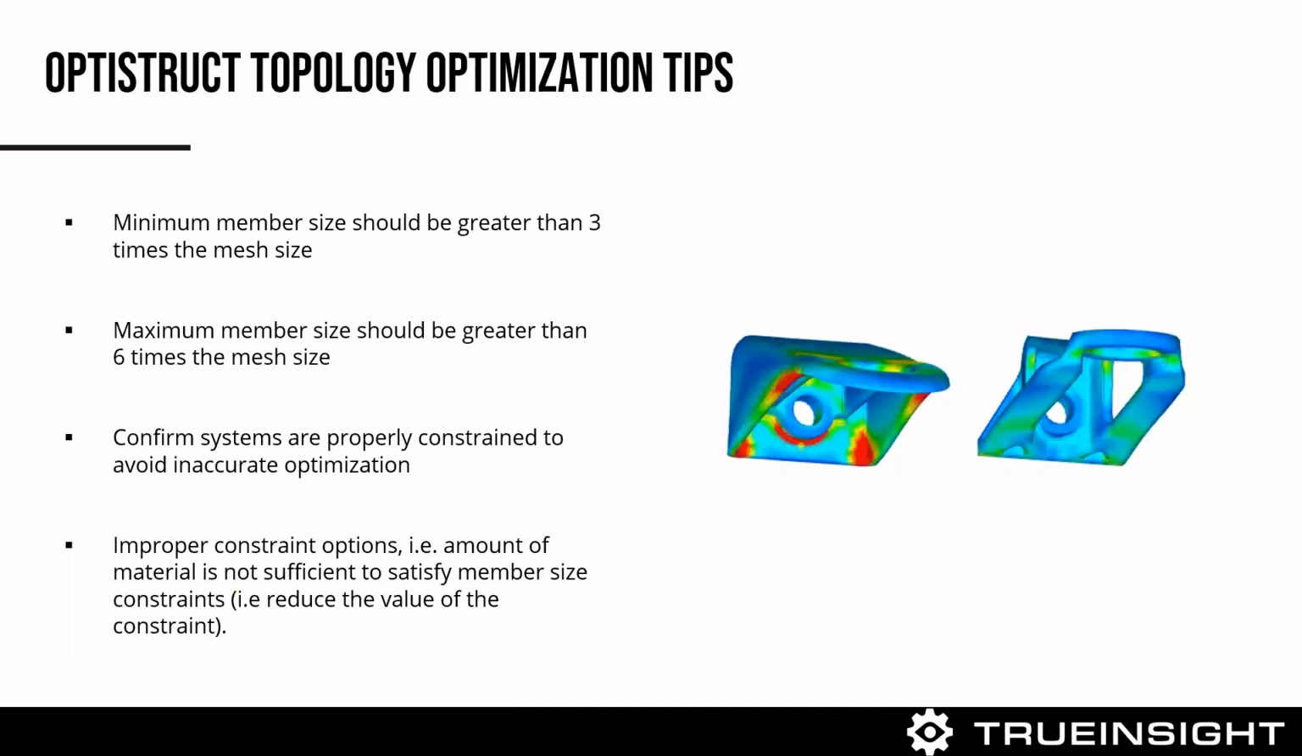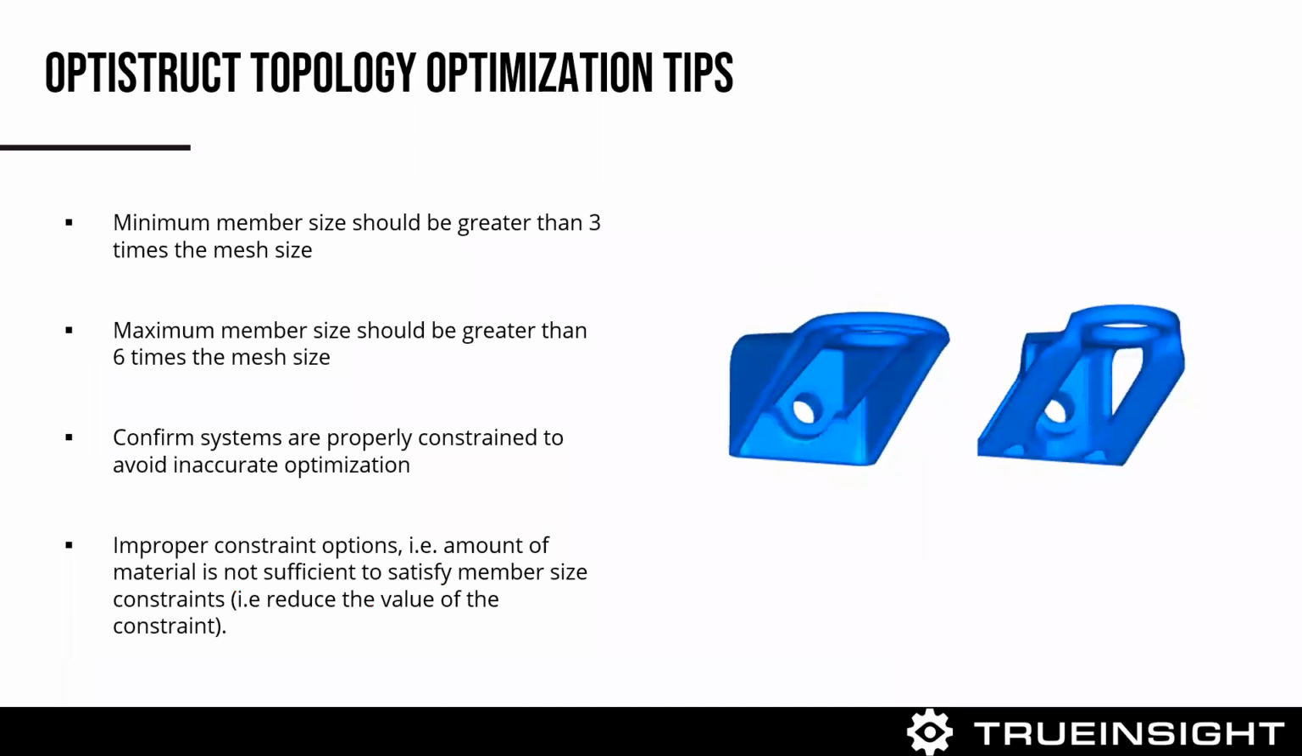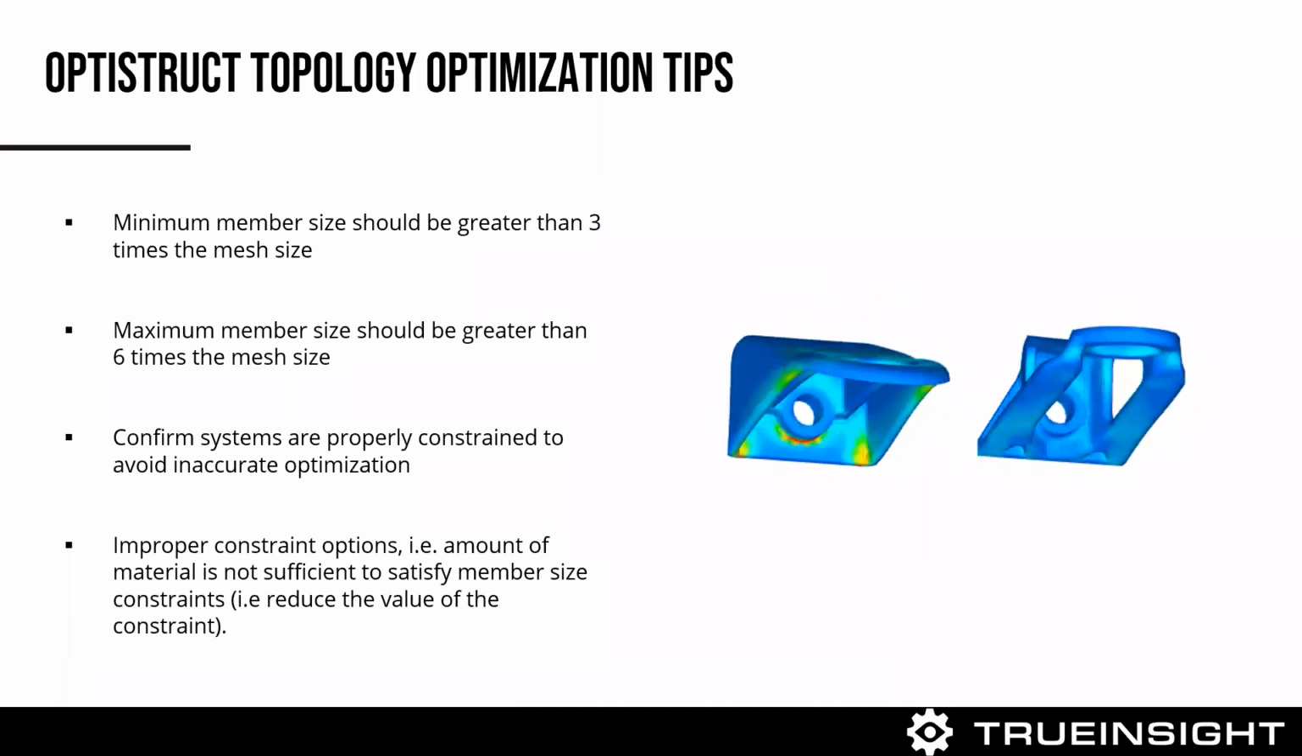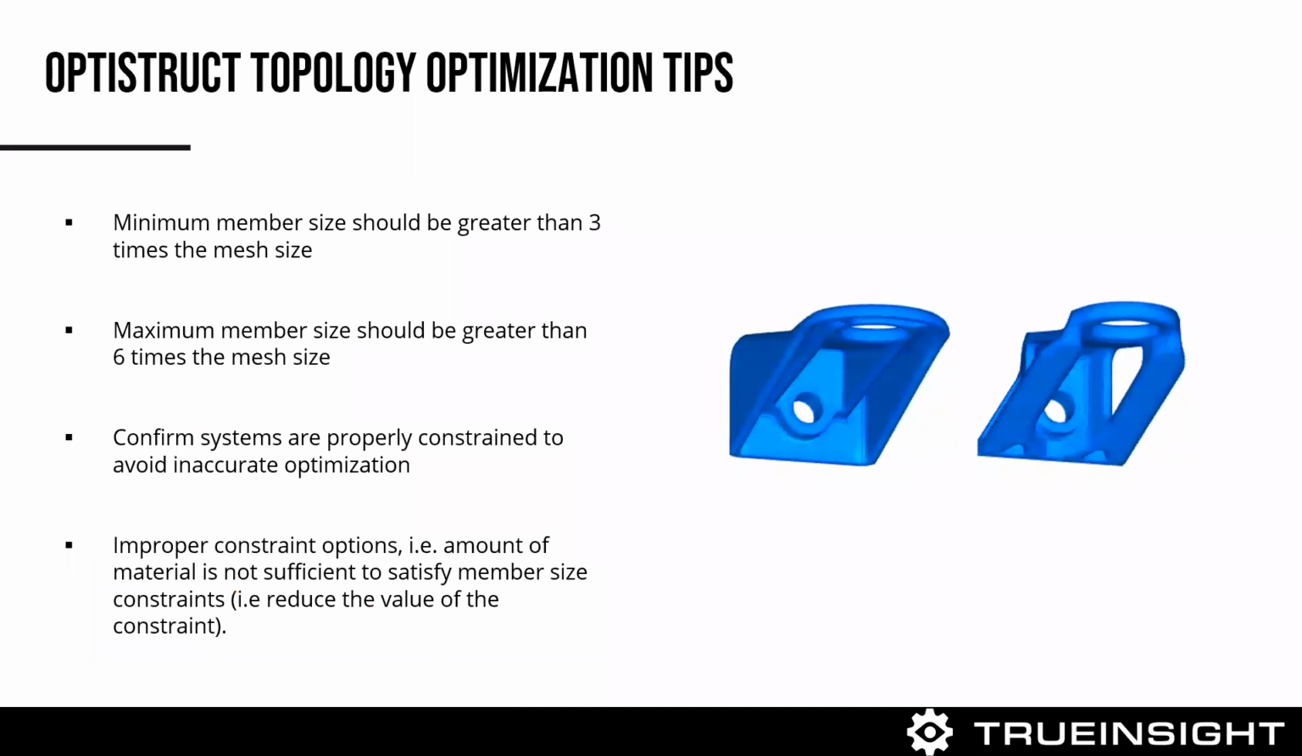So I have a couple tips. I want to focus in on topology because it tends to be the most prevalent before I jump into some more advanced applications. The first thing is mesh size. This is across the board in any topology optimization. You need to have a good mesh quality.